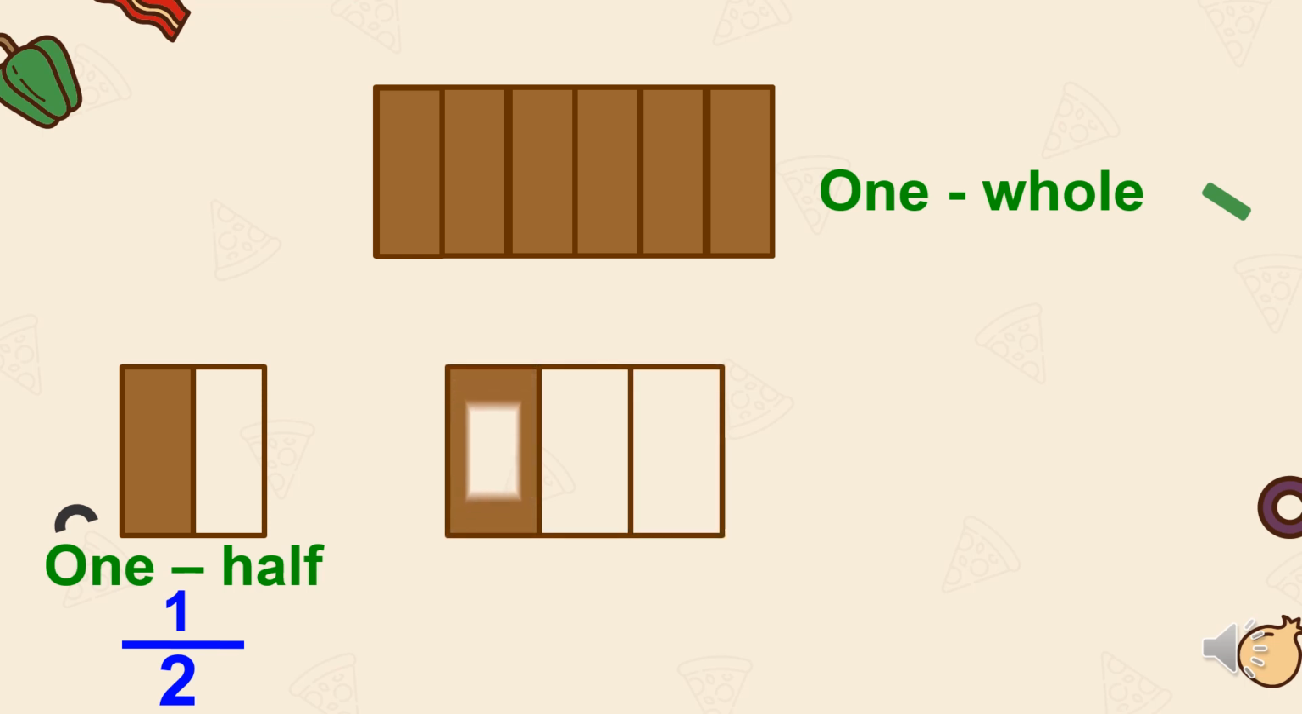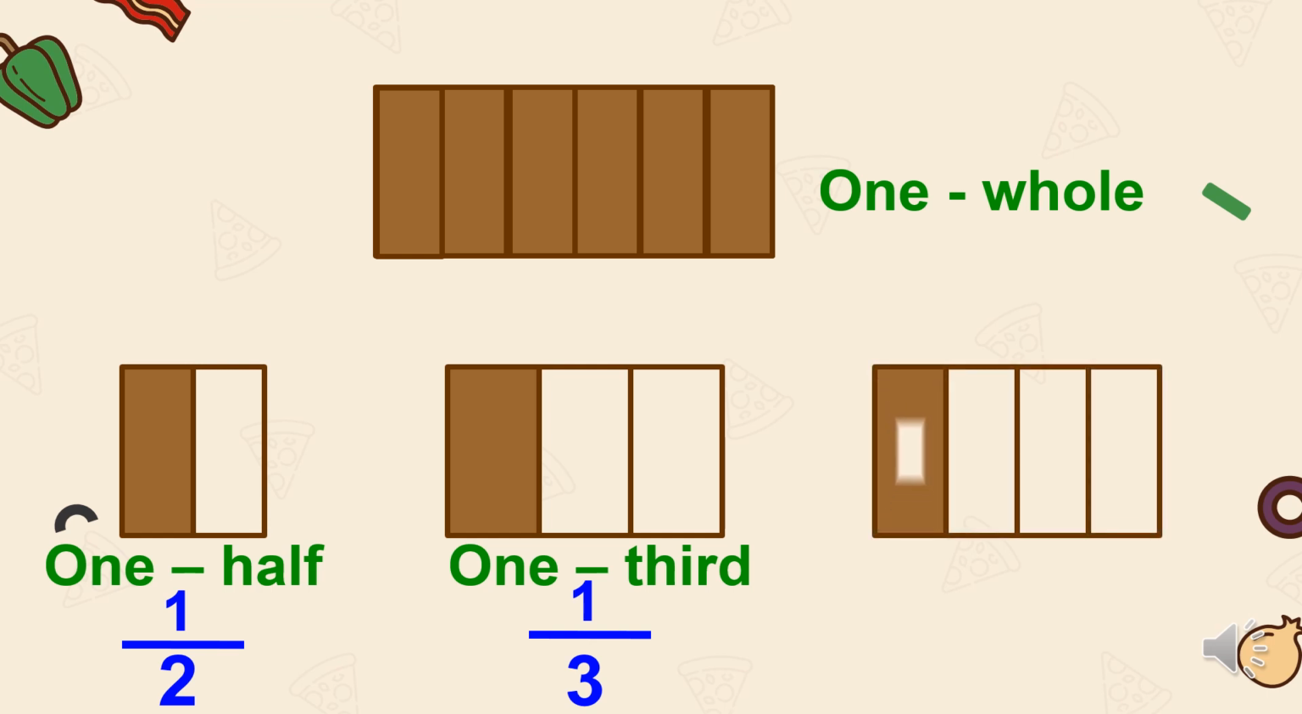Second one, we have here the total parts 3. We want to take one colored part. So the fraction is 1/3, or we can say 1 over 3. Now we have the total parts 4 parts. We want to take one colored part. So the fraction is 1/4, or we can say 1 over 4.